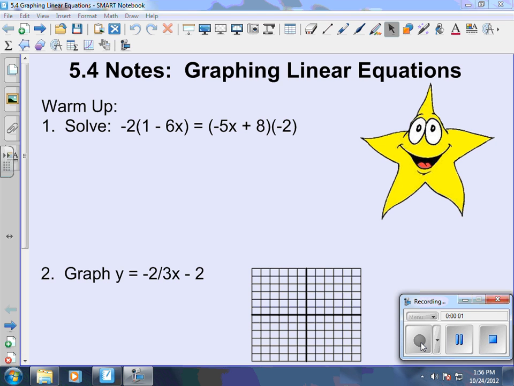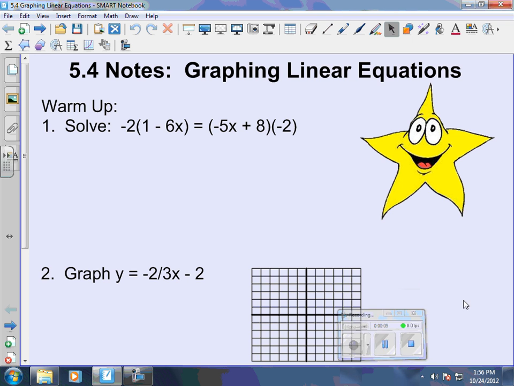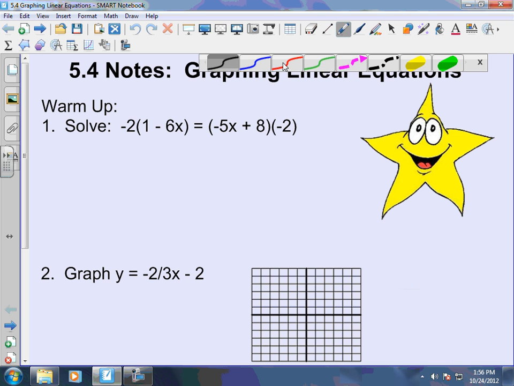This is lesson 5.4, graphing linear equations. It is very similar to what we did yesterday. I am going to go over the warm-ups, so go ahead and pause the video. When you're done with the warm-ups, turn the video back on.